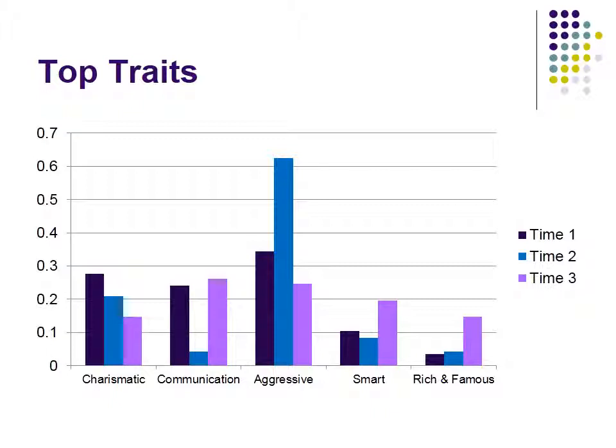Time 2, when the Republican Party and President George Bush Jr. were the main people thought of as an example of a good leader, and right after the announcement of some successful military news, notice aggression is now almost off the chart. It is the main thing people are thinking of as a top trait associated with leadership. Charisma is still on there. Communication is towards the bottom. Intelligence is pretty low. Rich and famous pretty low. Time 3, we see again this spread.